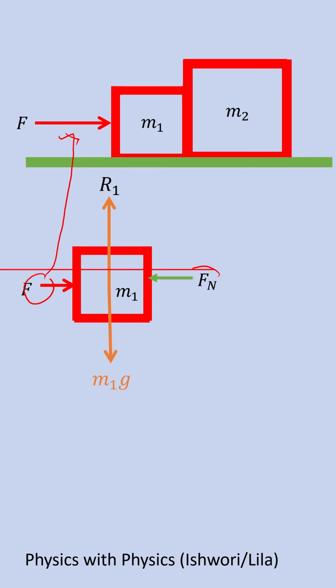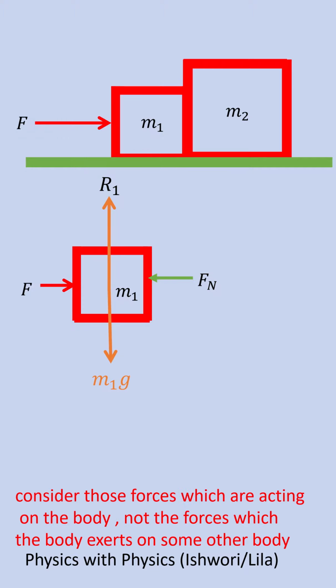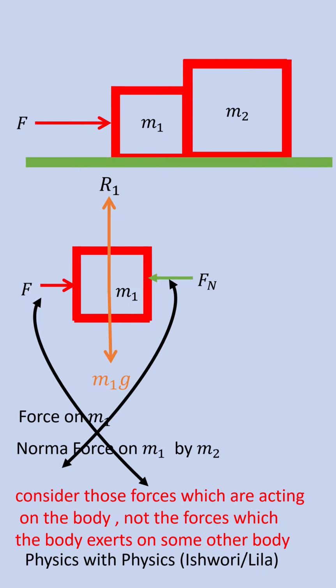And what is this Fn? This Fn is the normal force given by M2 on M1. We are taking all the forces acting on M1. And this Fn is the normal force exerted by M2 on M1. These are the forces on M1.